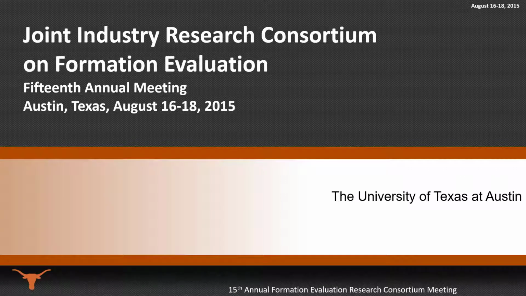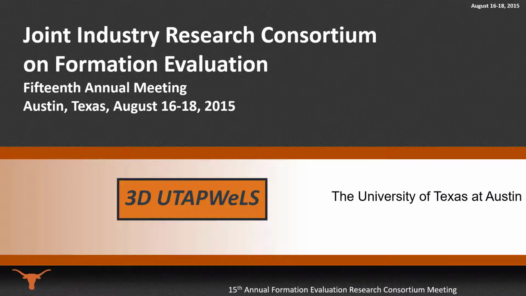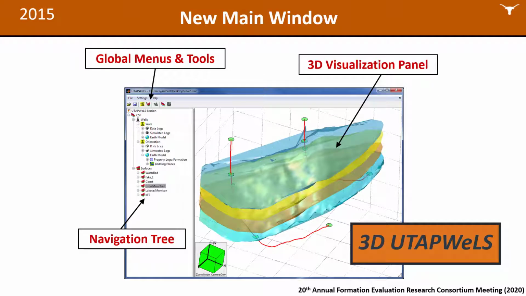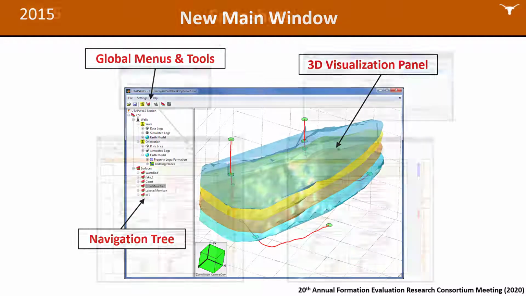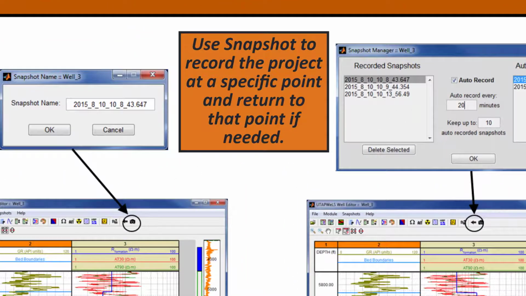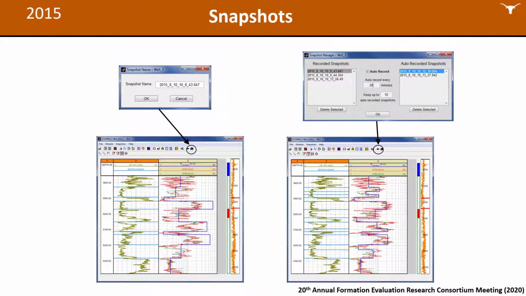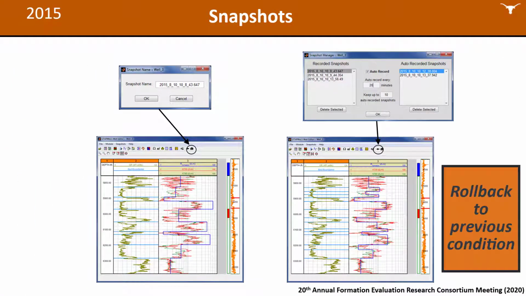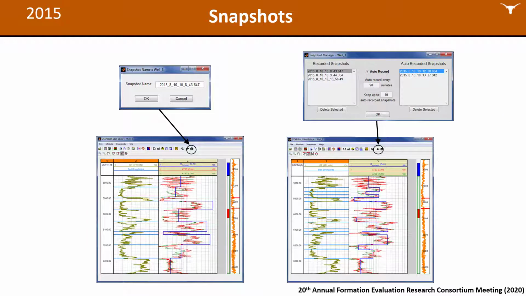In 2015, UTAPWeLS is now referred to as 3D UTAPWeLS, which is reflected in the new main window. In addition to global menus and tools, improvements were made to the navigation tree. A record of well project conditions at a specific moment could now be taken by snapshot at the user's discretion or automatically at prescribed intervals. This created the ability to recall a previous record from within the project.